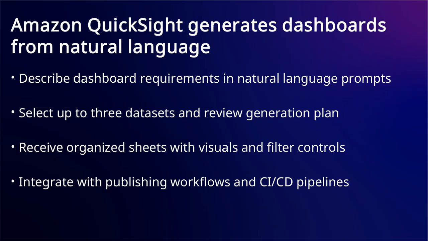You select up to 3 datasets and review an editable plan before generation begins. Amazon QuickSight then generates organized sheets with visuals selected for your data, filter controls for exploring dimensions, and calculated fields like year-over-year growth. The generated dashboards integrate with your existing publishing workflows, embedding capabilities, and CI/CD pipelines, reducing dashboard creation time from hours to minutes.